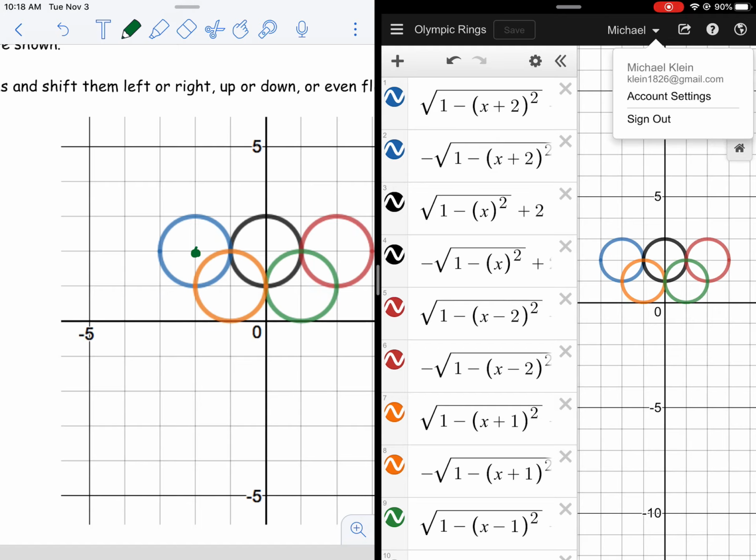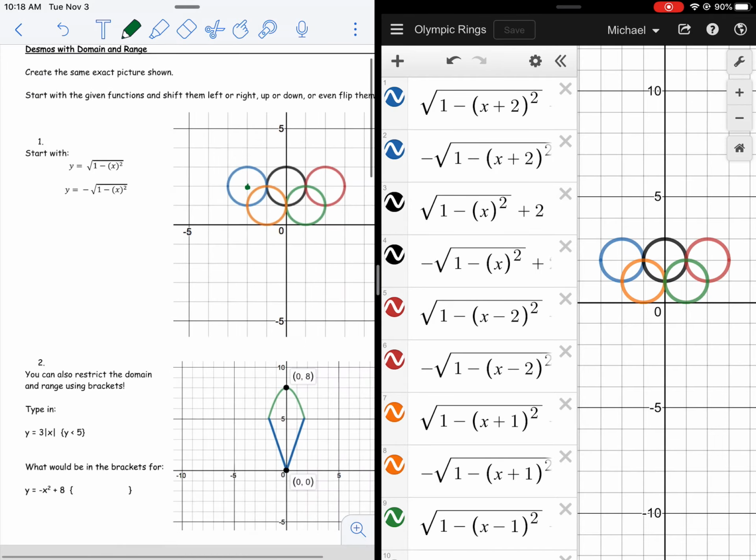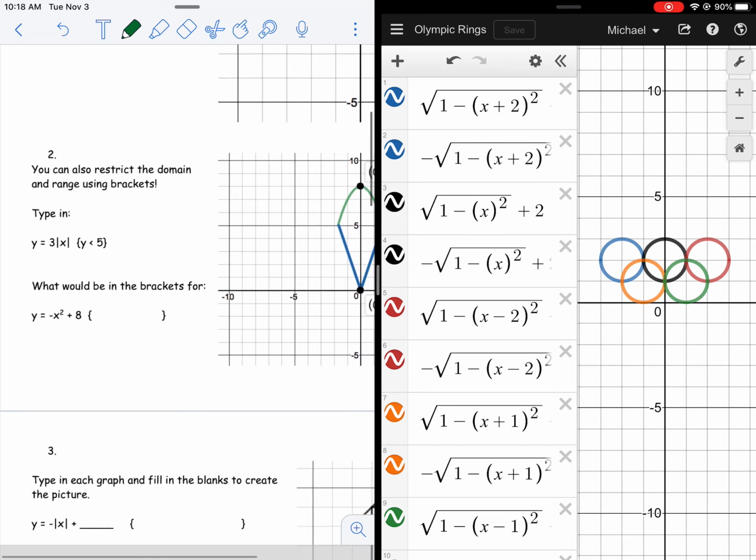Now I already have an account. This is actually my personal account because of course I have a personal account. I'm going to move on. I'm going to get too caught up with talking about how excited I am with Desmos.